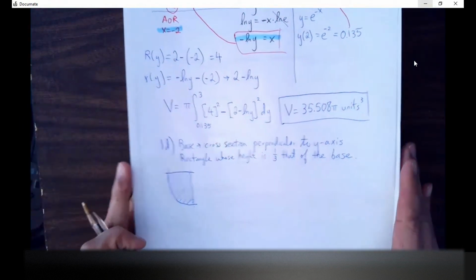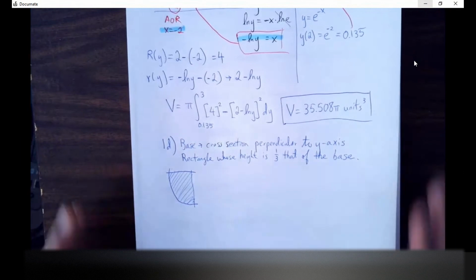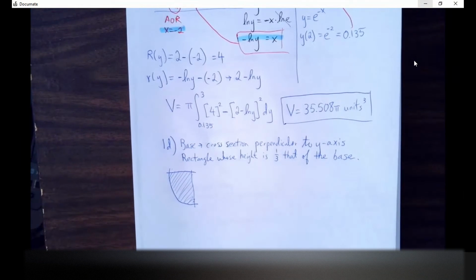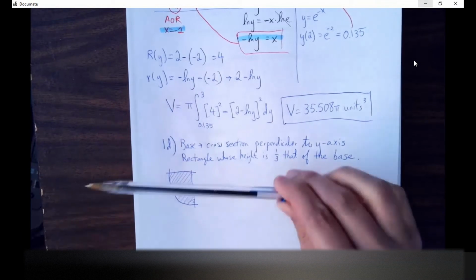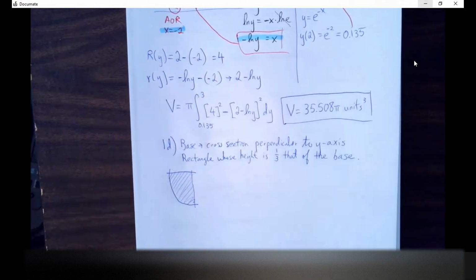All right, there's my shaded region. Which direction are we going to be drawing our base length? Do we want it to be vertical or do we want it to be horizontal? Vertical. Why? This is perpendicular to the y. Oh wait, I had it switched up. No, horizontal.